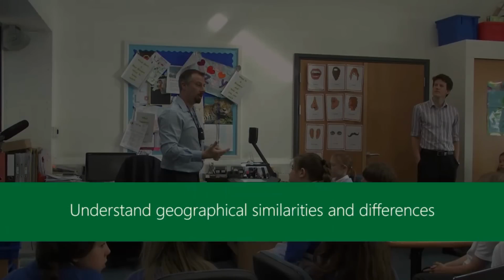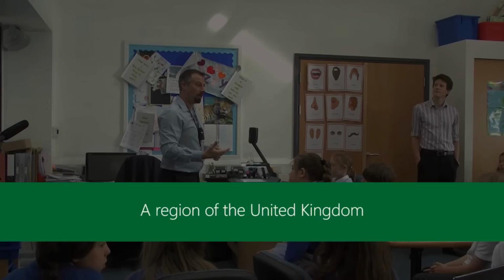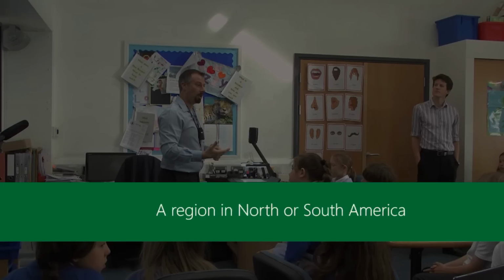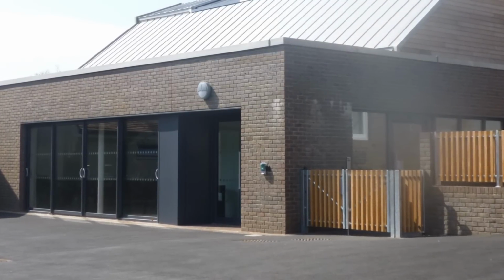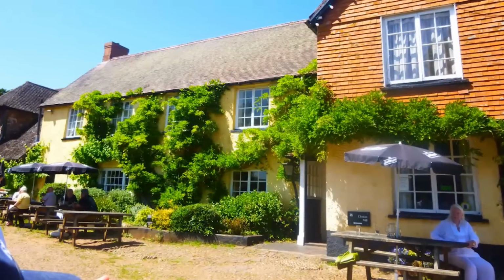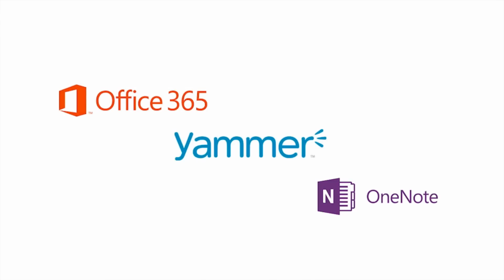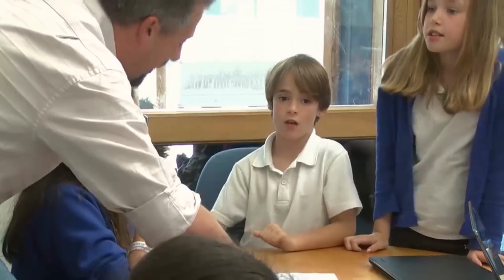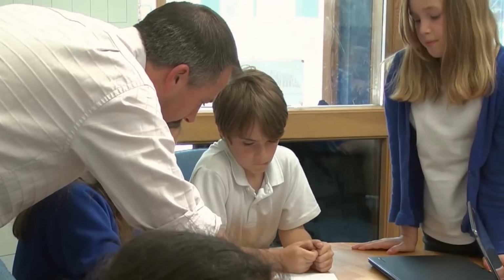The core learning goal of this activity was to understand geographical similarities and differences through the study of human and physical geography of a region of the United Kingdom, a region in a European country, and a region within North or South America. As it was a location study, the children from around the globe studied the environs of their local school and then their locality, which in the case of Broadclist was a rural village setting. The children used Office 365, Yammer and OneNote to share their findings with each other and to engage in a range of discussions. It was carried out over half a term and children had 1 or 2 lessons a week devoted to the project.